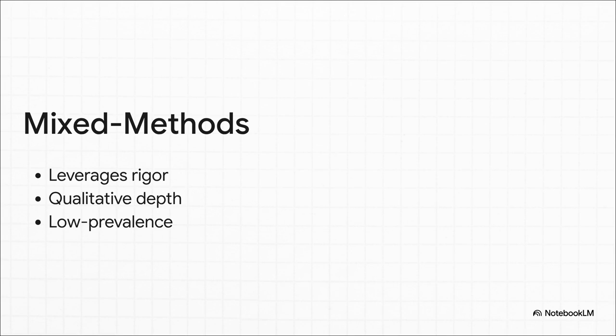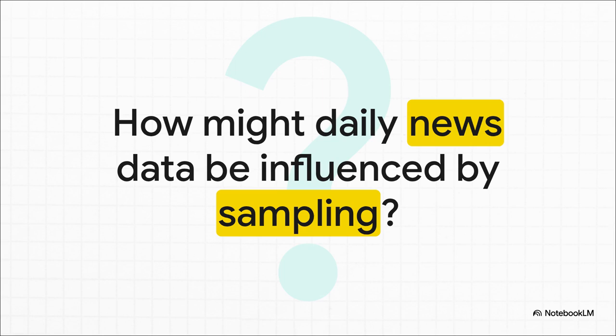But here's the good news. Modern research doesn't always force you to pick just one side. Today, investigators frequently use mixed methods, giving them the best of both worlds. By combining the approaches, they can leverage the strict quantitative rigor of probability sampling to get those big, reliable numbers, while layering in non-probability techniques to add a rich, qualitative depth. It is a brilliant way to study low-prevalence outcomes because it effectively bumps up your sample size without losing that crucial human context.